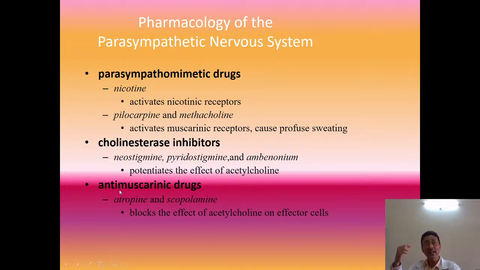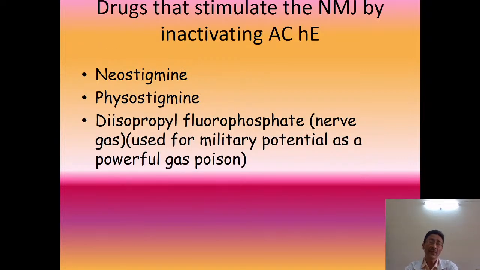Next, there are certain anti-muscarinic drugs. Anti-muscarinic drugs are those drugs which block the action of acetylcholine. This we can deal with again when we deal with the autonomic nervous system. Now, some of the drugs like neostigmine, physostigmine and diisopropyl fluorophosphate will stimulate the neuromuscular junction by inactivating acetylcholinesterase.